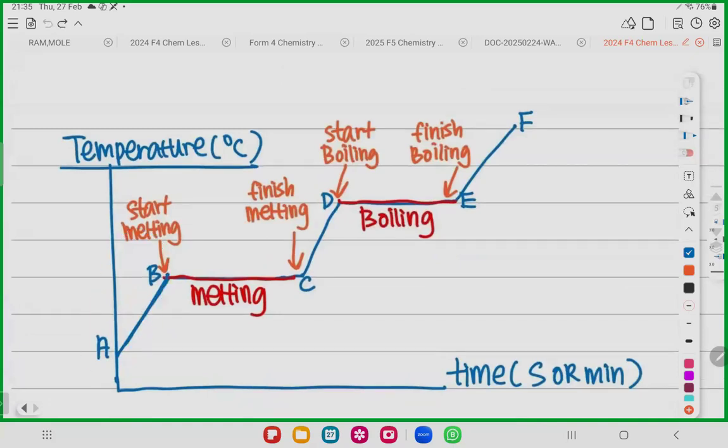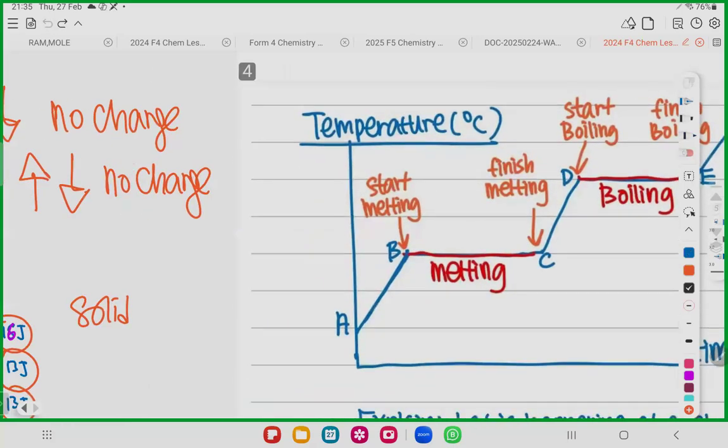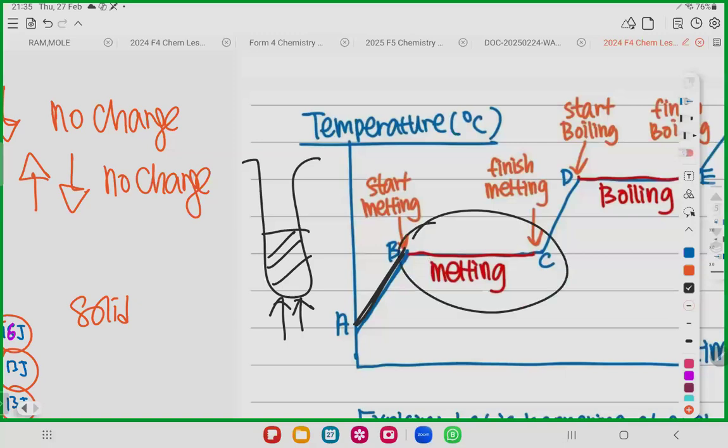Let's look at here. What happened from A to B? Here, I don't want you to memorize. I will draw some picture. I want you all to imagine what is going on. A to B is melting, or rather this is before the melting occurs. This is your test tube. When you heat the substance, at here, the melting is not happening yet.